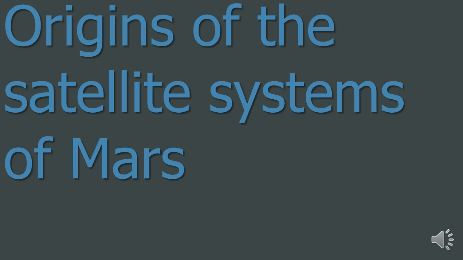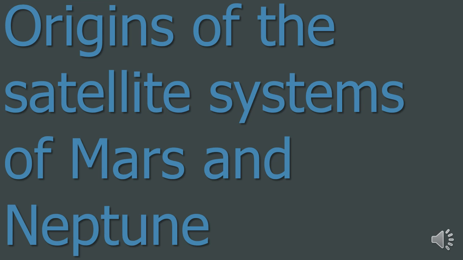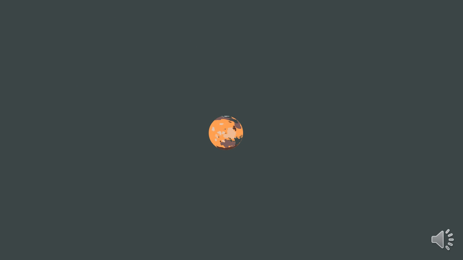10. Origins of the satellite systems of Mars and Neptune. You should already know the origins of our satellite system, the Moon, from topic 1.2, but now you will have to learn those of Mars and Neptune as well. So to start with, Mars. Mars has two natural satellites, or moons. These are called Phobos and Deimos.